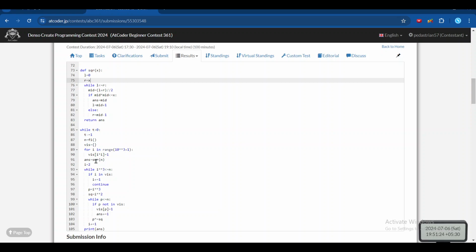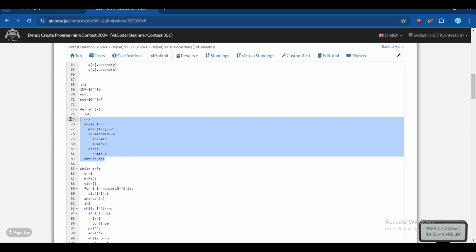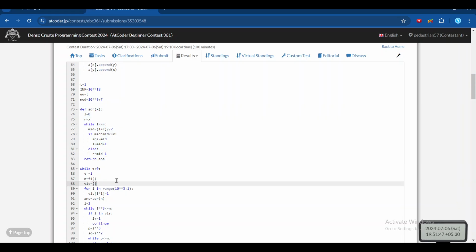Okay, now what we are doing, we are marking all the square numbers less than or equal to 10 to the power 6 here by visited of I into I as 1. We are marking all the square numbers less than or equal to 10 to the power 6 in a visited array. Now we are taking answer as square root of n. In this binary search approach, we are not using any square root function in the code.